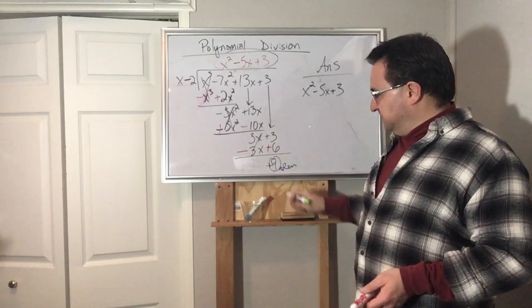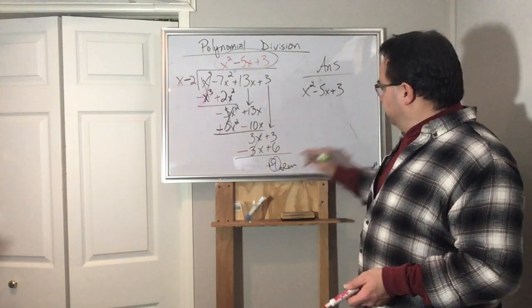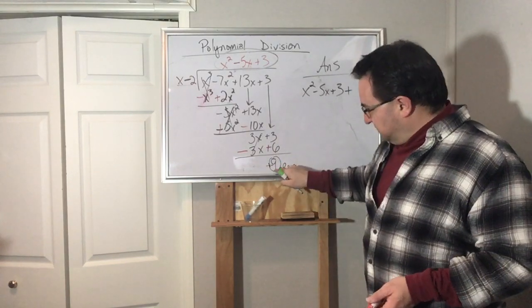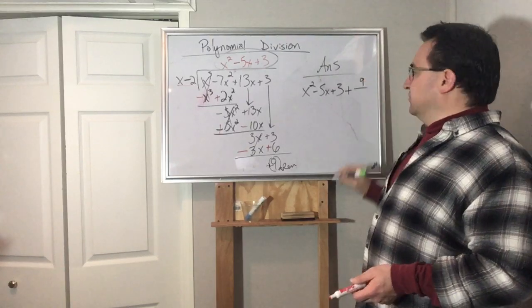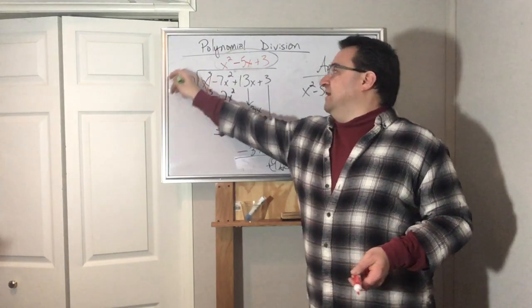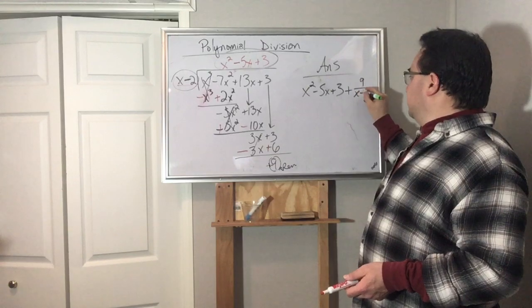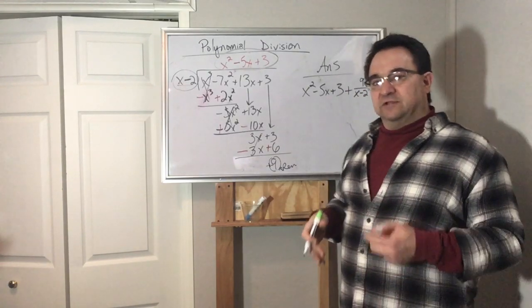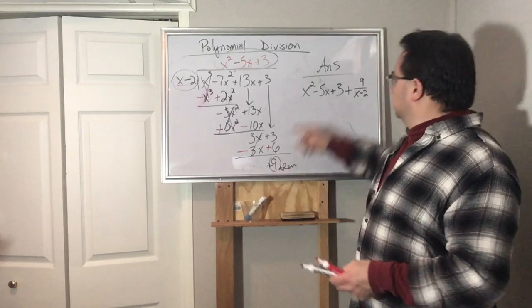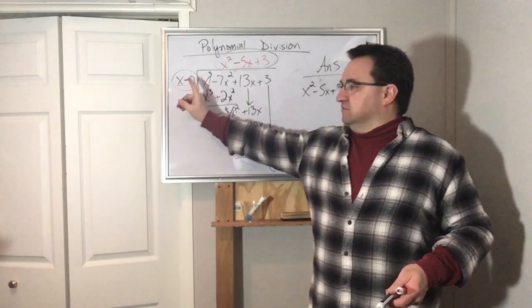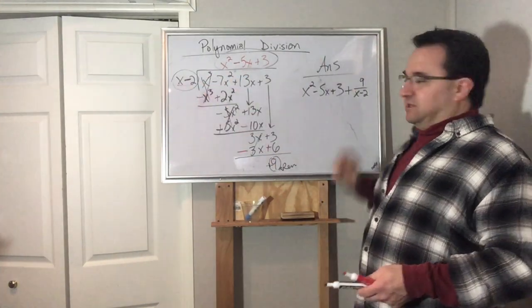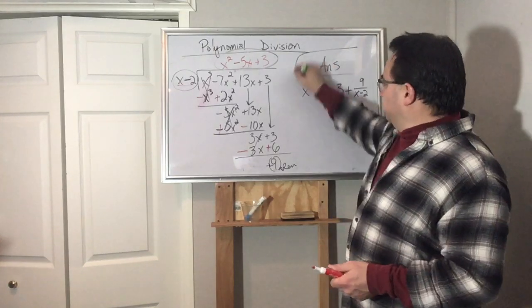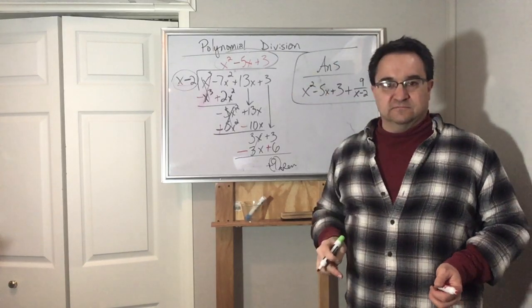That's positive 9. So for the remainder term, I have plus, and I take this, that goes in the numerator, and whatever you're dividing by goes in the denominator. I know that's weird, that takes some getting used to, but that's how you write the remainder term. The remainder goes in the numerator, and what you're dividing by goes in the denominator. And then this would be my full credit final answer.